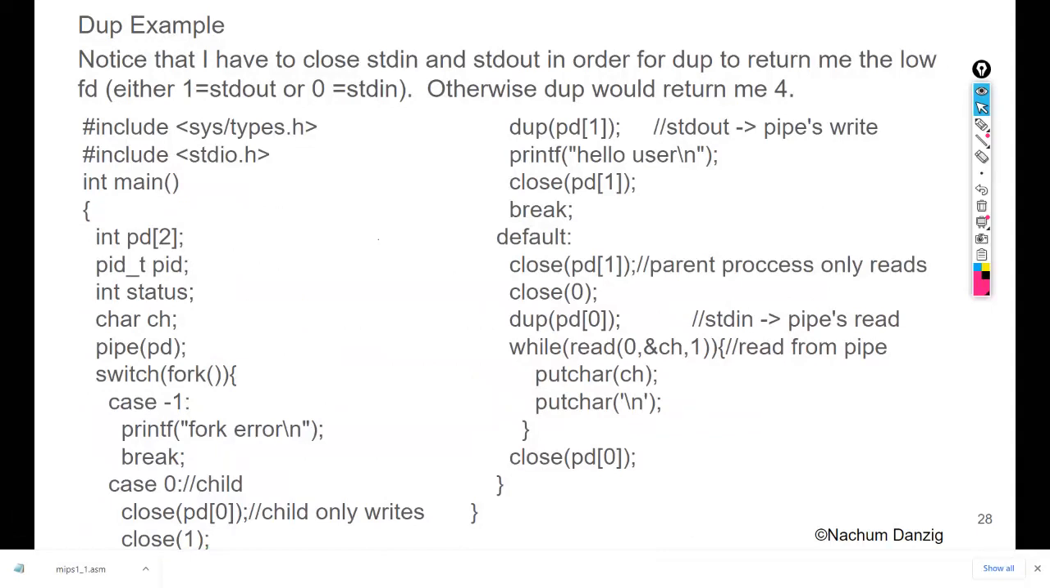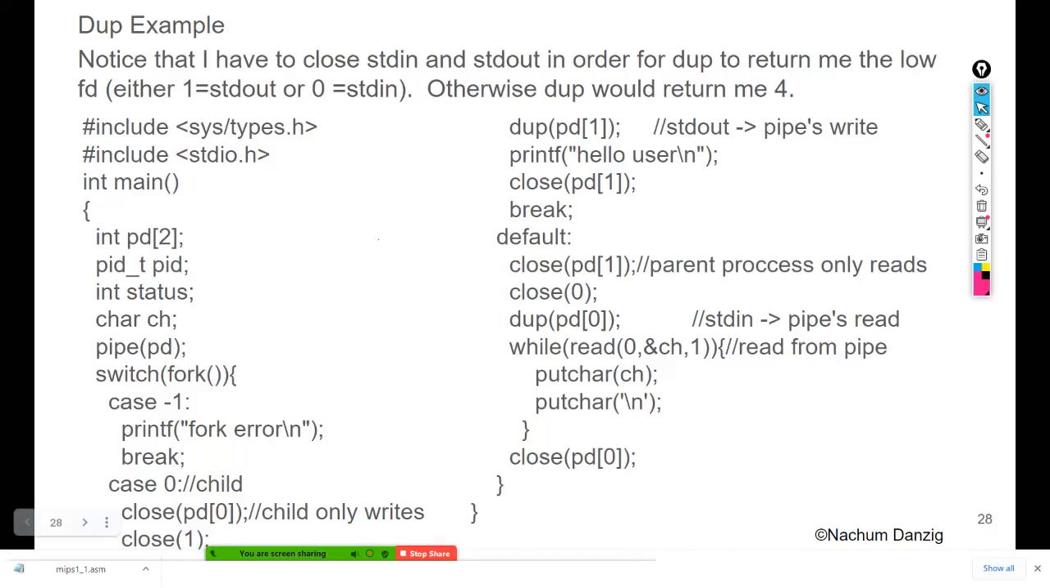What, 0? Well, 0 is already taken up by the standard input, by the keyboard. So the lowest number would be 0, but it's not going to use that one. So it's 2. Because 1 is taken up by the, but I closed 1.